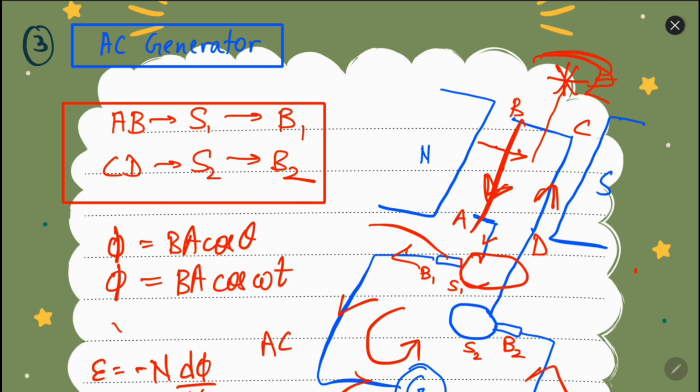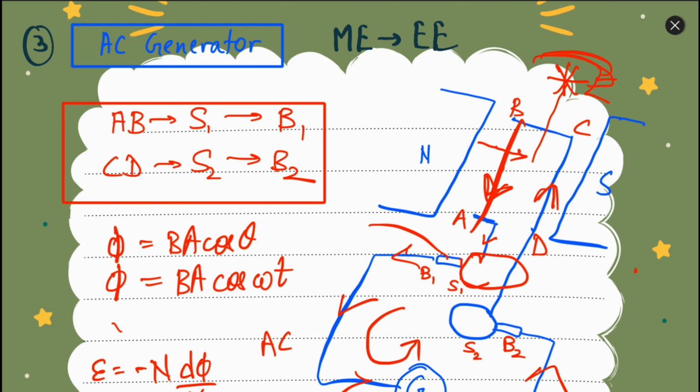Now let's discuss the AC generator. The generator is a device which converts mechanical energy into electrical energy. So how does the generator work? Whenever there is a change in the magnetic flux, current is obtained.